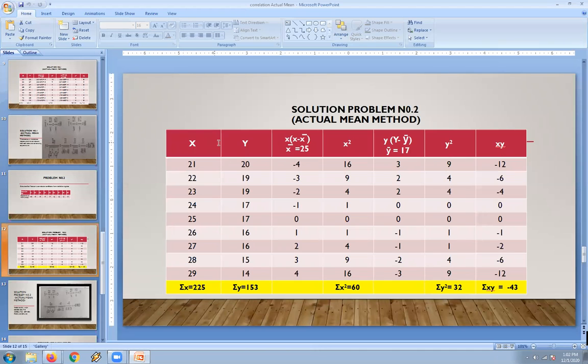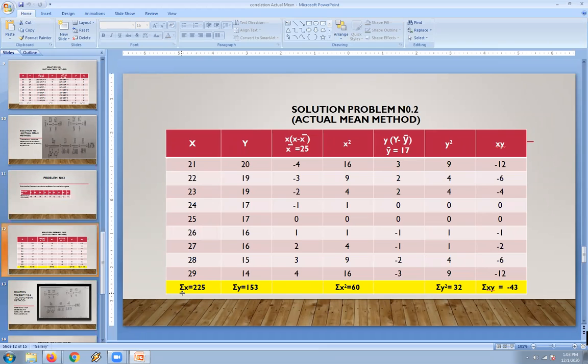Total how many columns here? 1, 2, 3, 4, 5, 6, 7. For the calculation of the actual mean method in the case of correlation, you need to have a table of 7 columns. Then you substitute all the values of x as well as y given in the question. Here 22, 23, 24, 25 up to 29.